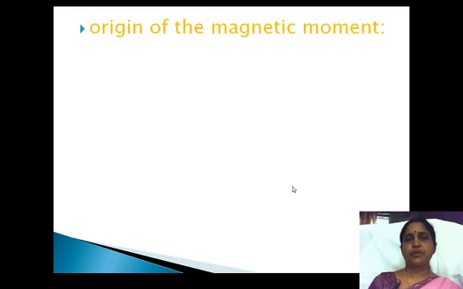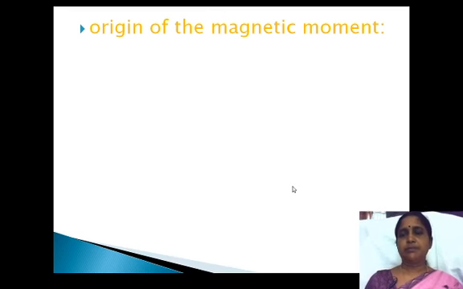Next, we are going to another question. Very important: origin of the magnetic moment. Magnetic moments are present in every body. How do they produce the magnetic moments? In this question, we know how the magnetic moments are produced in that body.